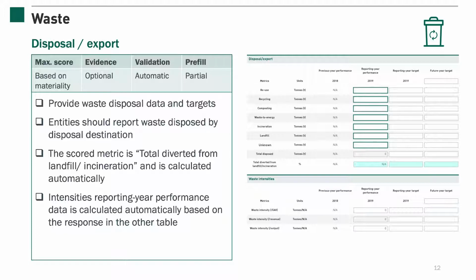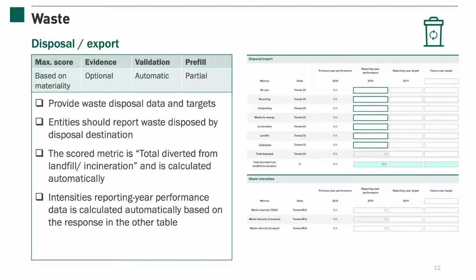The metric, total diverted from landfill or incineration, is calculated automatically. It is calculated by adding up the metrics reuse, recycling, composting, and waste to energy, and dividing this number by the metric total disposed, then multiplying by 100. The metric total diverted from landfill or incineration is also the scored metric.